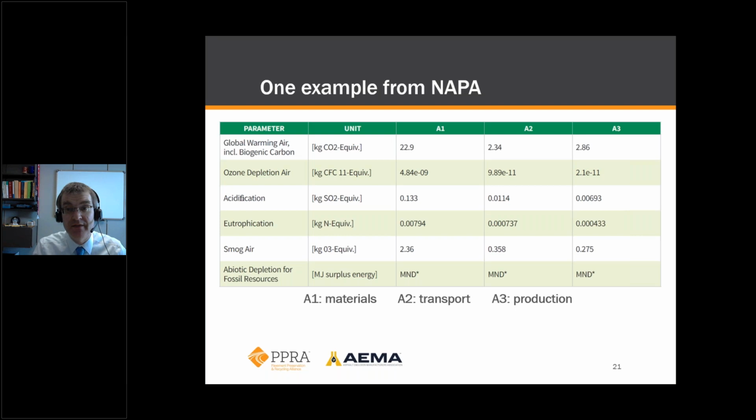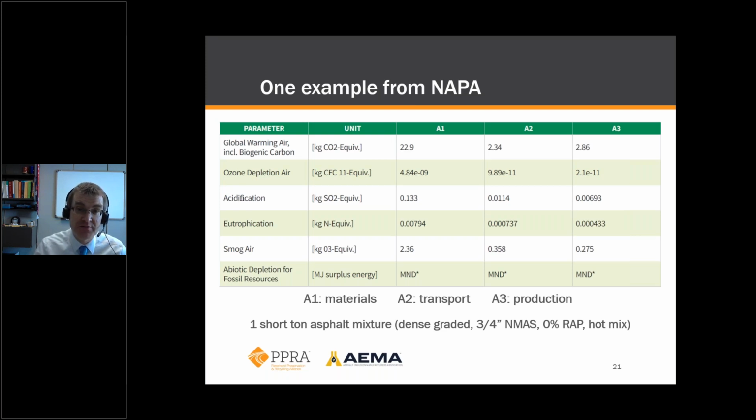So let's just take a look at that top line there, the global warming potential. Again, this is in kilograms carbon dioxide equivalent. It takes 22.9 kilograms for the material production. It takes 2.34 for the transportation of that material to the hot mix plant, and then it takes 2.86 kilograms of CO2 equivalent for the manufacturing of the asphalt concrete. So you can see right here, something that pops out very quickly is the material extraction and the material processing is a pretty significant portion of this asphalt concrete mix design. And the functional unit is 1 short ton of asphalt mixture. So that means all of these emissions, all these parameters are associated with 1 short ton of asphalt mixture.